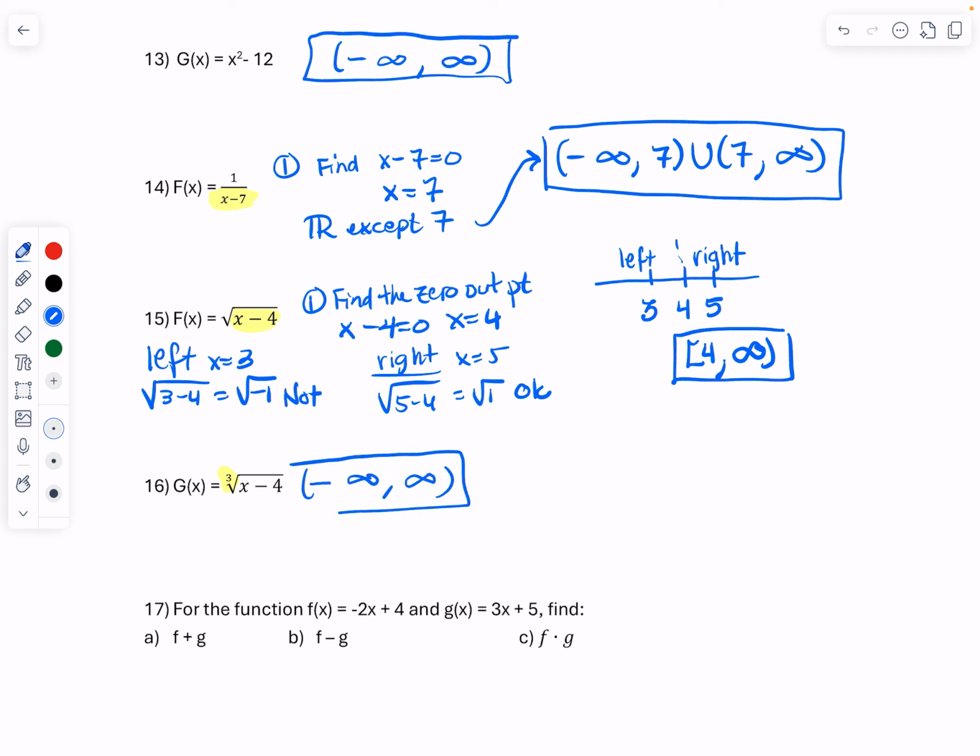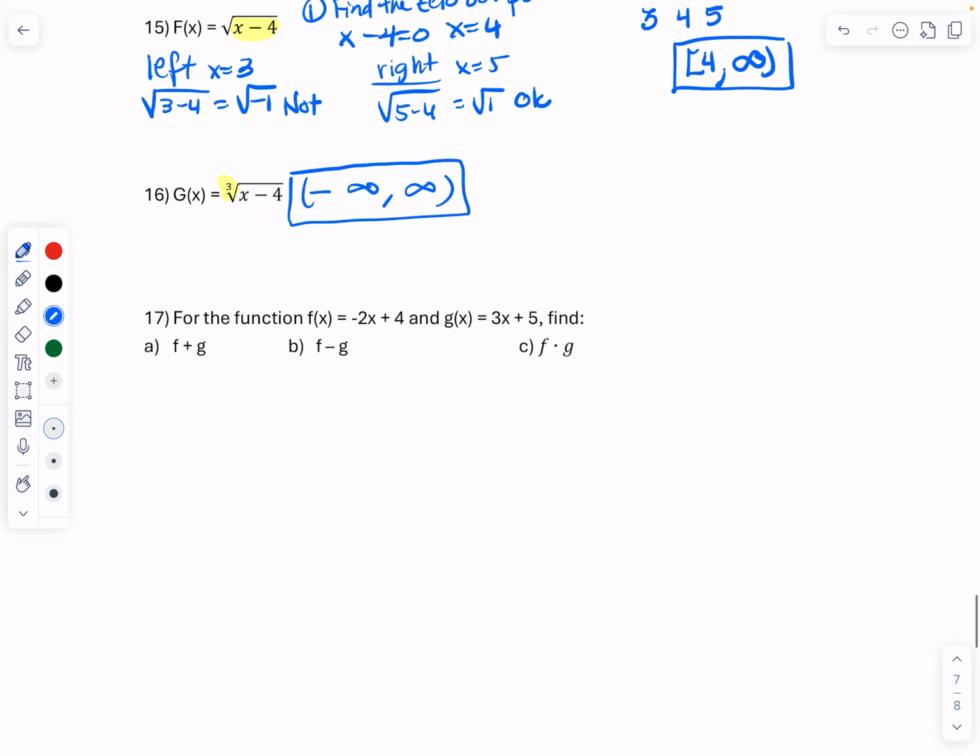So with the roots, you only have to be worried about the even roots like square root, fourth root, sixth root, eighth root, because you cannot have a negative underneath an even root. But for the odd roots, like cube root, fifth root, seventh root, that's okay to have a negative underneath it. So that's why 16 is all real numbers.